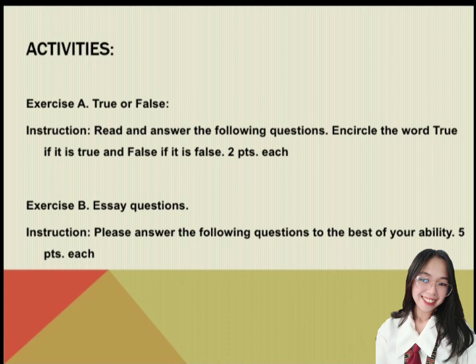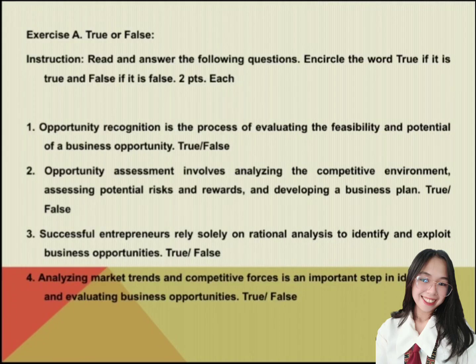And then exercise B is an essay question. So let me read you the instruction. Read and answer the following question and circle the word true if it's true and false if it is false. Number 1, opportunity recognition is the process of evaluating the feasibility and potential of a business opportunity. Is it true or false? Yeah, it is true. Opportunity recognition is the process of identifying a feasibility in the market for the business.